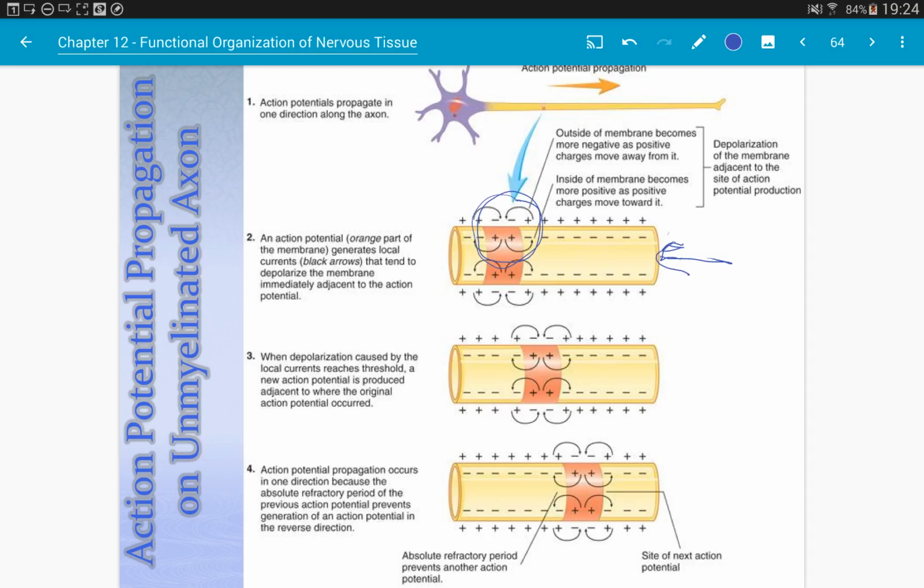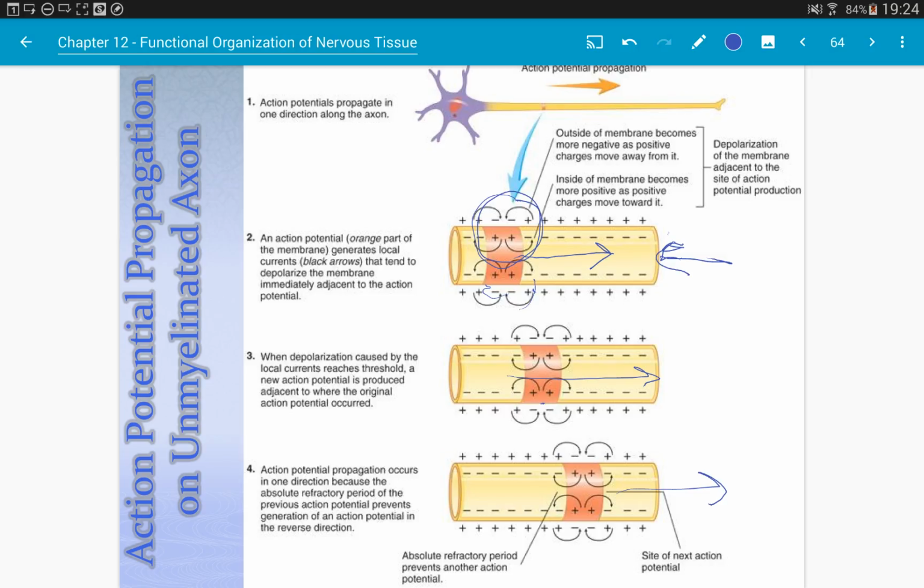And with this, because we have that absolute refractory period, I know I've said it a bunch, that only allows it to propagate in one direction. So as it stimulates the spot right next to it, the area behind it is trying to reestablish resting membrane potential, which then causes it to slowly move down one direction, down that axon.